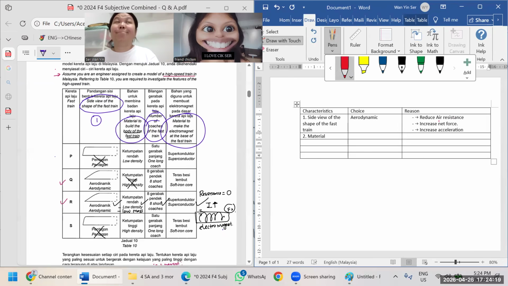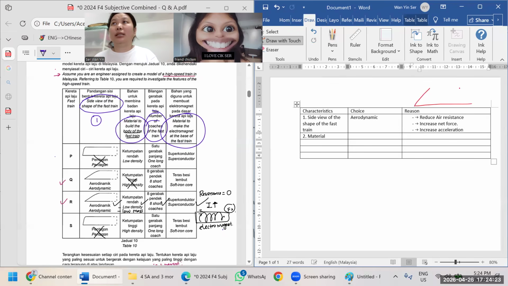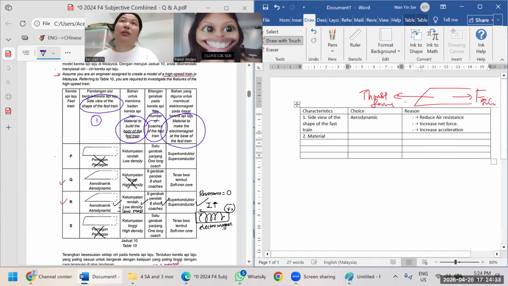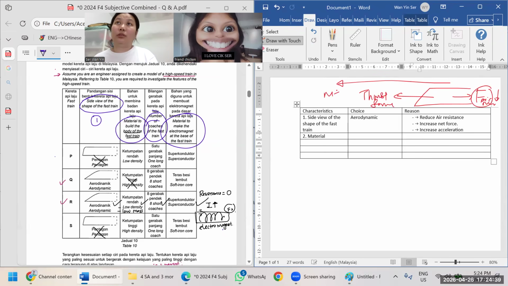Okay. Air resistance is a force. Let's say going forward is called thrust force, and going backward is called air resistance. So when air resistance decreases, it means you increase the forward net force. F net equals ma, so you increase net force, you increase acceleration.